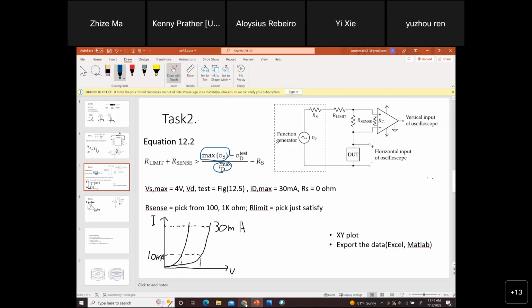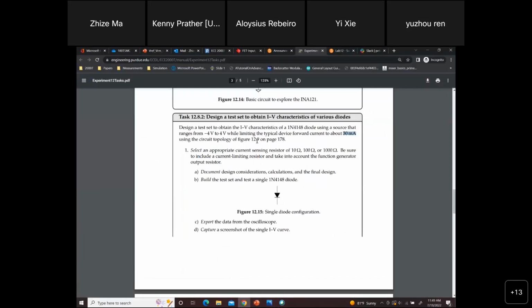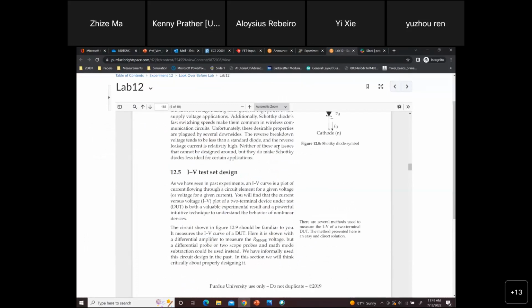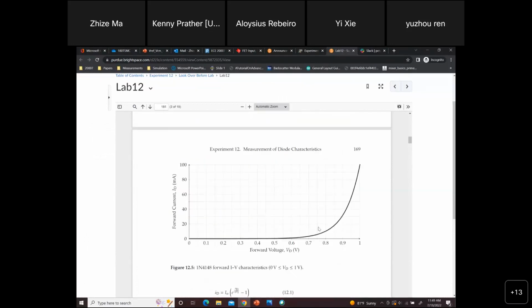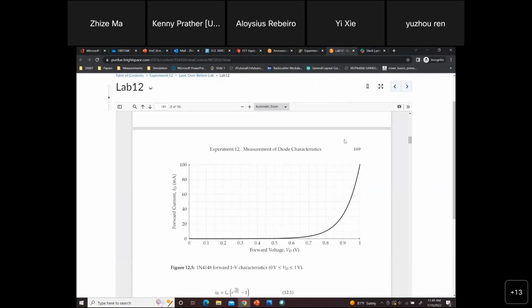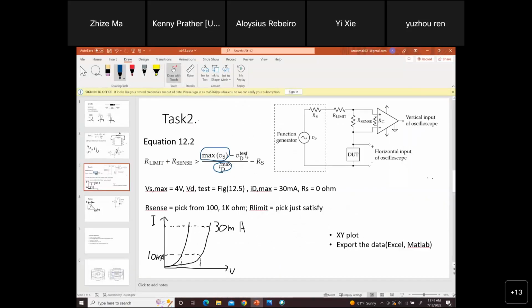You are going to find figure 12.9, which is a typo here. If you check the manual on the Brightspace, it's actually 12.5, which is this figure right here. If you use the given current, 13 milliamp, then you can find the corresponding voltage, which means you have all the values you need.